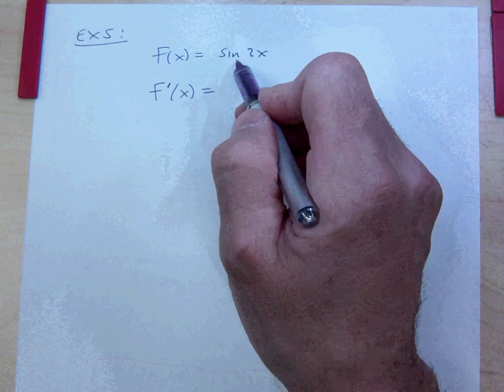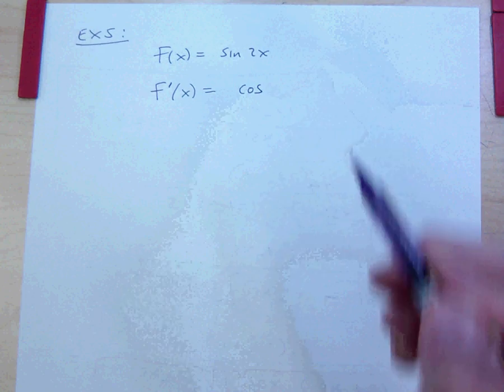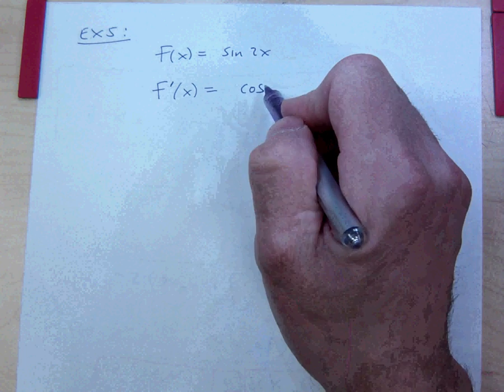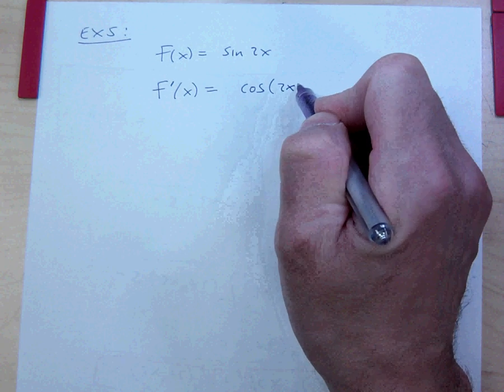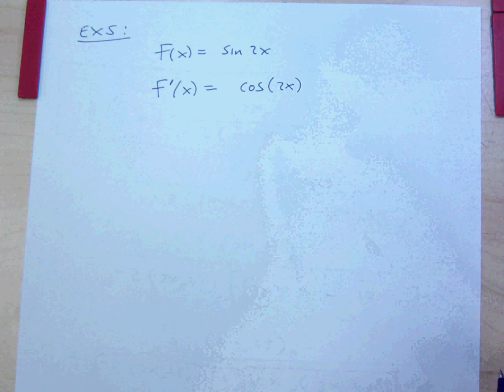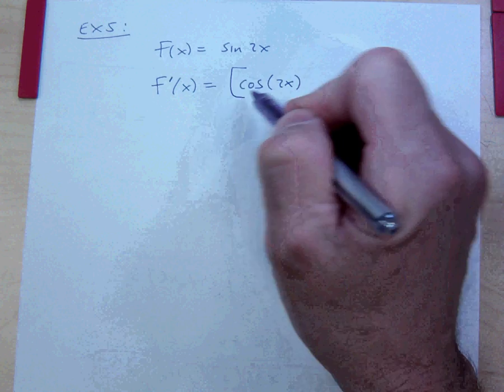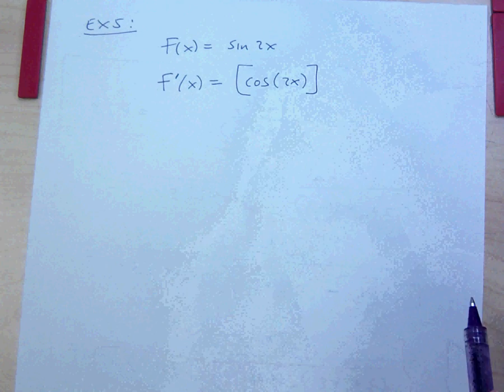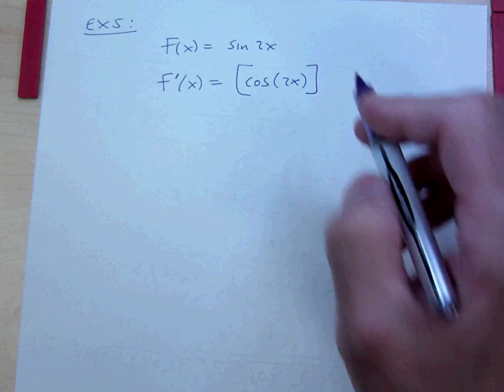The derivative of sine is just cosine. So that's the derivative of the outside function. And then you're supposed to put the inside function back in exactly the way it is. And then you multiply all that. And so I'm putting it in brackets. You multiply all that by the derivative of the inside, which is what?